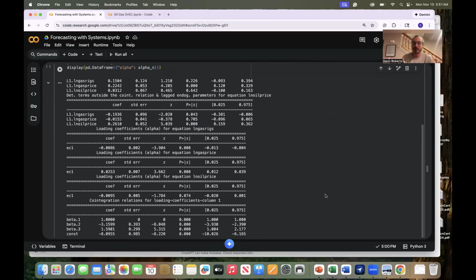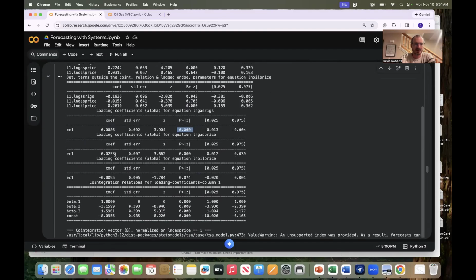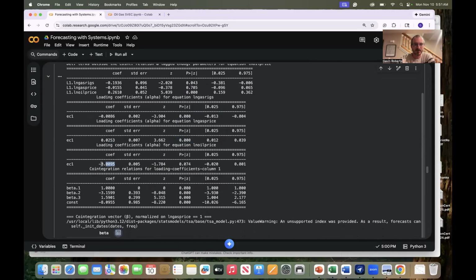Okay, here are our short runs. So these are the parameters on our alpha. The question is, do gas rigs move from deviations from the long run relationship? Here's the coefficient, how much they move when we observe a deviation from the relationship. Yeah, super statistically significant. Do gas prices move? Yes, they do. Also very statistically significant. Oil prices, yes, as well. That is less statistically significant, at the 10% level, but not the 5% level.